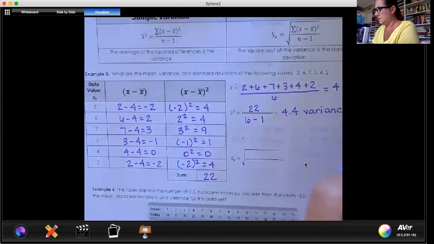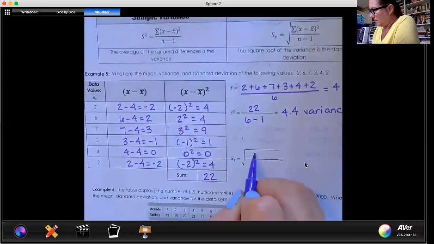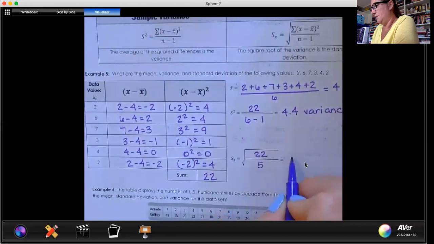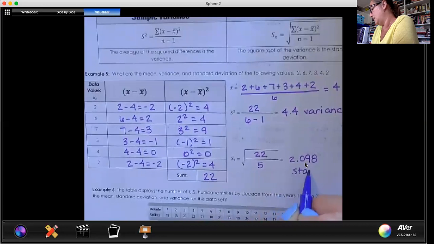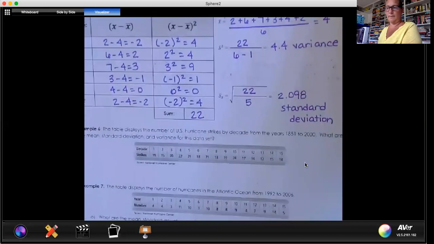Variance is going to be the average of the squared differences. And then for our standard deviation, our sum over n minus 1, square root of that is 2.098. And that's our standard deviation. Standard deviation, how far something is from the mean.